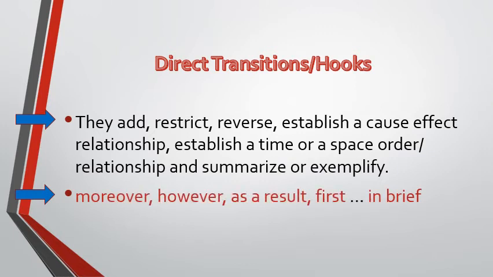Moreover, it adds. However, it gives a contrasting idea. As a result, it comes after the cause and it's the effect. First, when we are talking about time order. In brief, when it just has to summarize everything. So these are examples of direct transition hooks, words that we see at the beginning of the second paragraph.